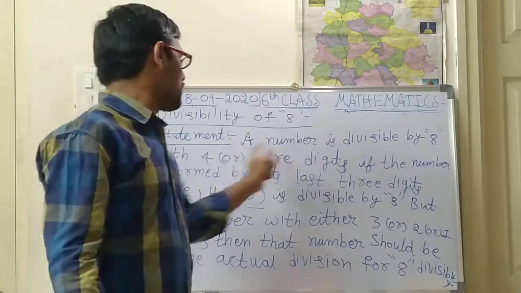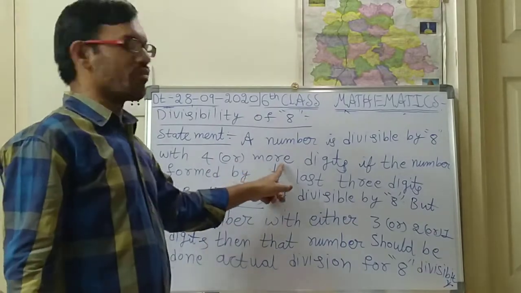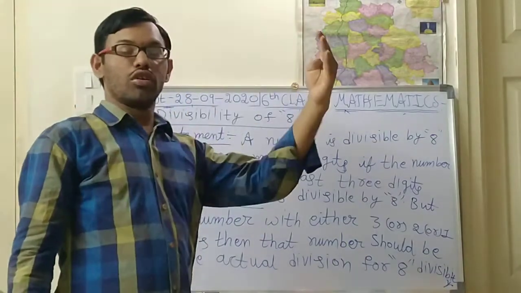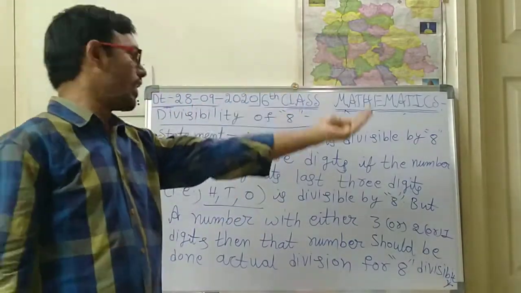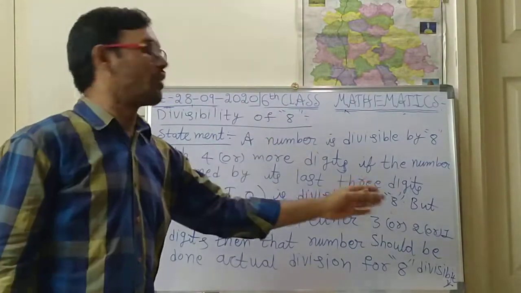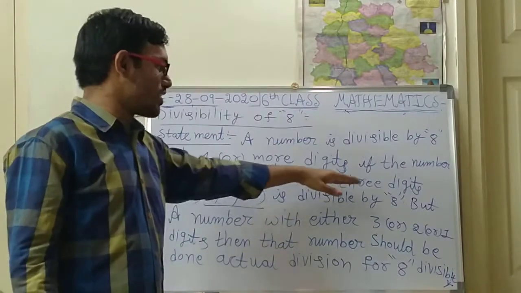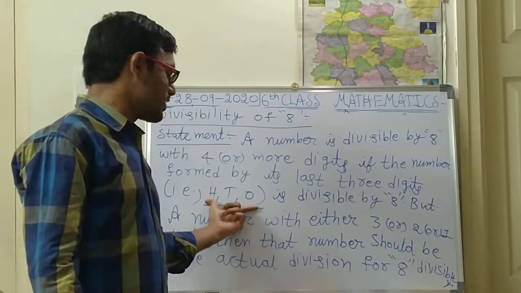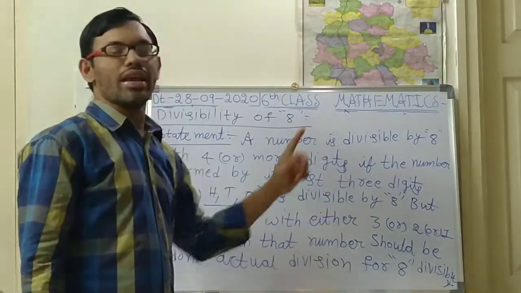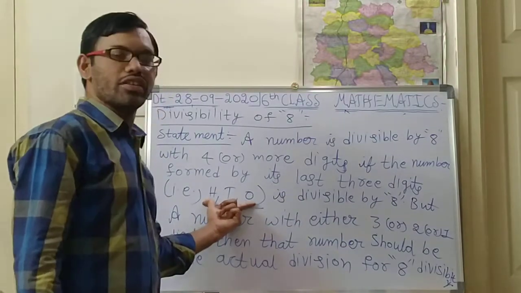So a number is divisible by 8 with 4 or more digits, that means 4, 5, 6, 7, 8 digits. If it is a 6 digit number, you are supposed to check whether the number formed by its last 3 digits, that is hundreds, tens and ones, is divisible by 8. Only these 3 things you are supposed to check.